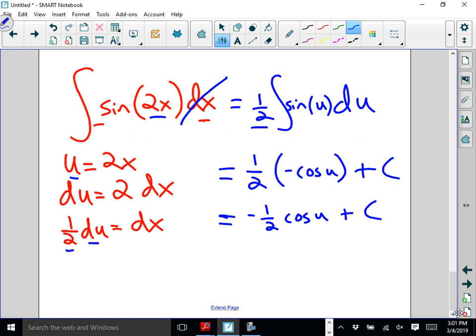Now again, don't make this your final answer, right? Your final answer can't be in terms of u, it needs to be in terms of x. Your final answer should be negative half cosine, and I'm going to substitute in my u with my 2x.